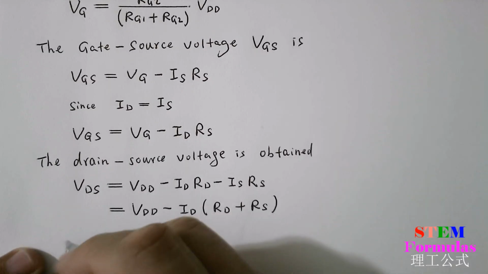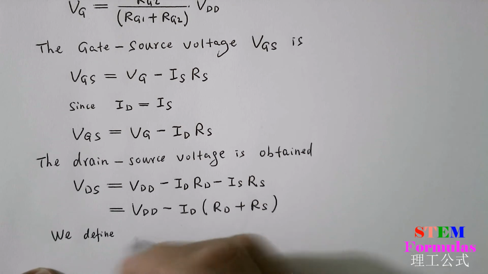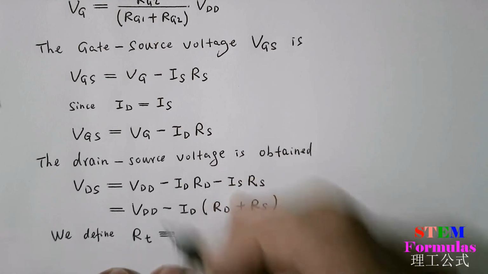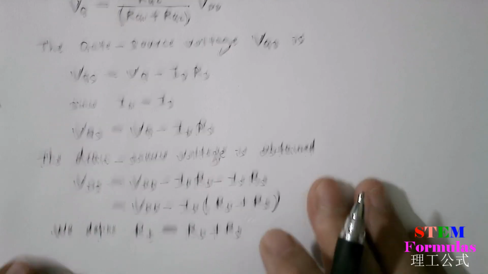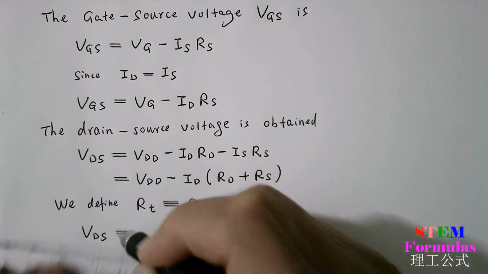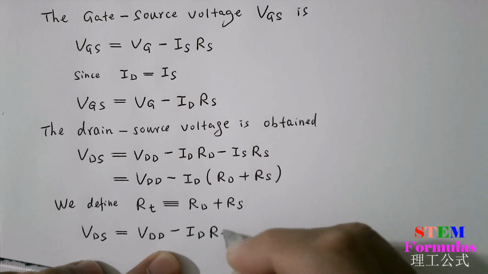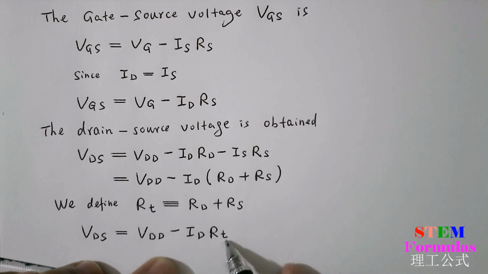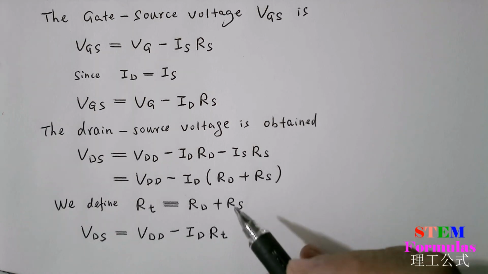And we define RT, meaning R total, equal to RD plus RS. Then we obtain VDS equals VDD minus ID RT. So ID times RD plus RS is defined as R total, so we replace it here. Now we have the definition.